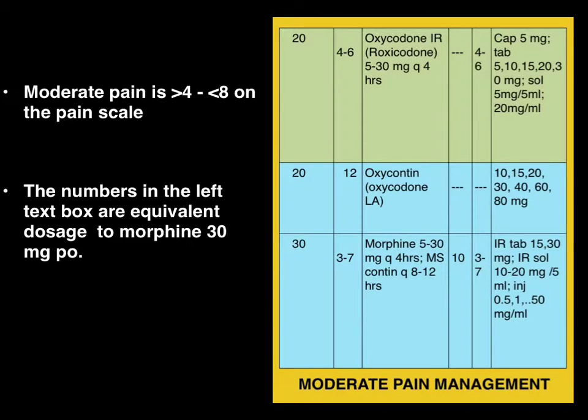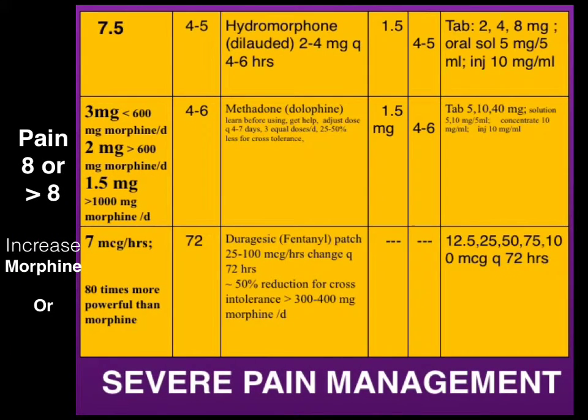For moderate pain, which is between 4 and 8, you can use the NSAID, adjuvant analgesics, and add the oxycodone, OxyContin, MSIR, immediate release morphine, or MS-Contin, which is long-acting morphine. Here, the oxycodone is 20 milligram equal to 30 milligram of morphine. So remember that. Oxycodone is 1.5 times stronger than the morphine.